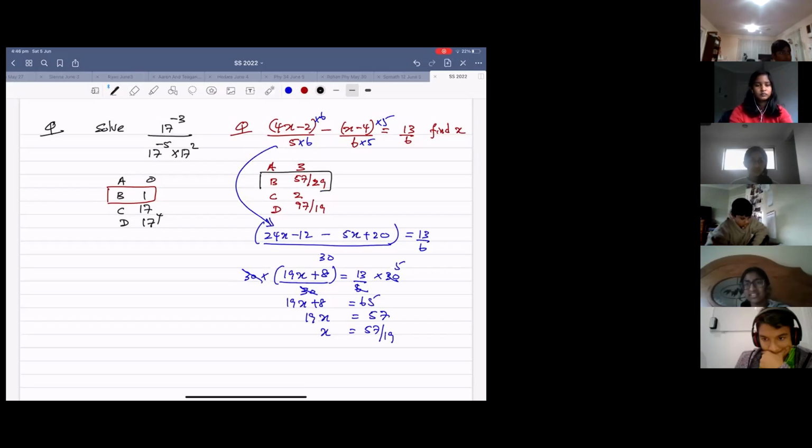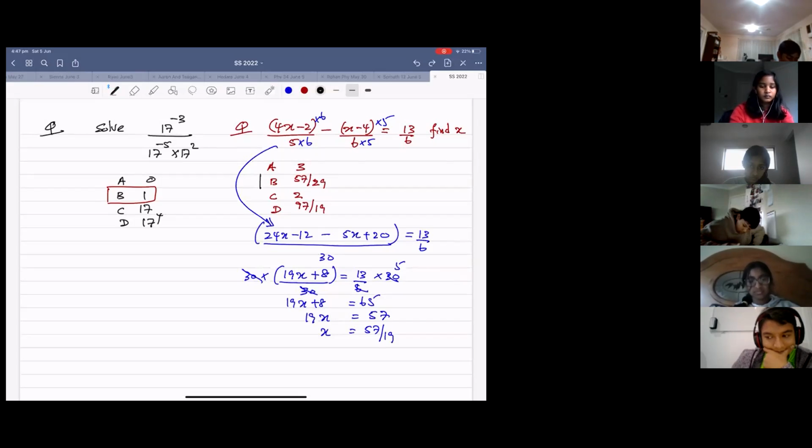Huh? There is no answer. Let me see the answer. What is that question? 24x minus 12 minus 5x plus 20, so 30, it's 19x plus 8, multiplied by 6, 65, minus 8, 57, 19. Yeah, it should be this.